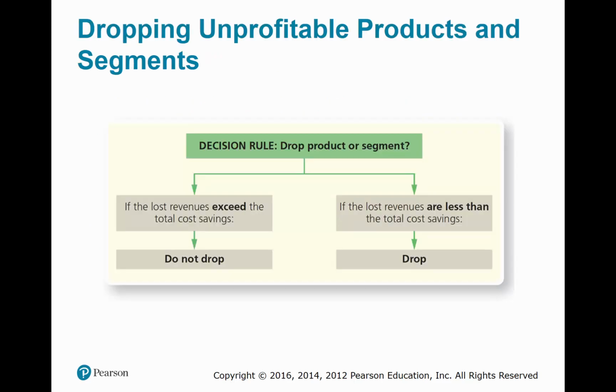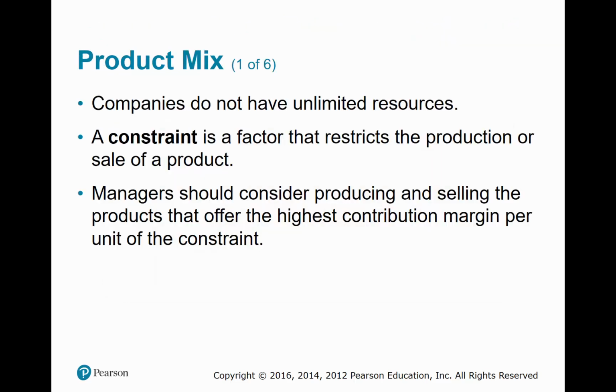So there's their decision rule. If the lost revenues exceed the total cost savings, don't drop it. If the lost revenues are less than the total cost savings, drop it. In other words, if it makes you money, keep it. If it's not making you money, lose it, right? Or if getting rid of it will do that. Product mix, same idea. We don't have unlimited resources. We can only make so much of each of our products.